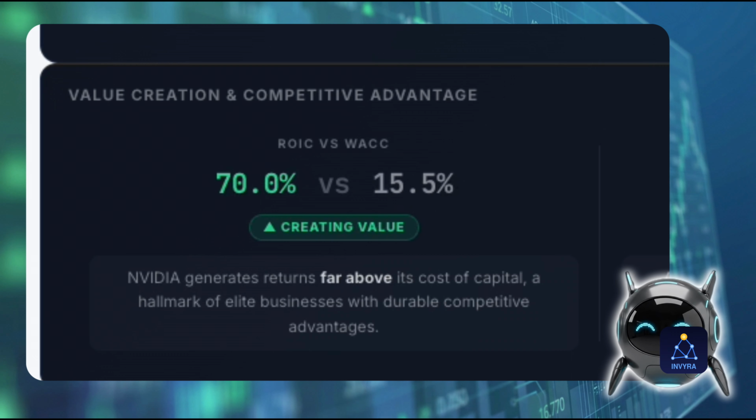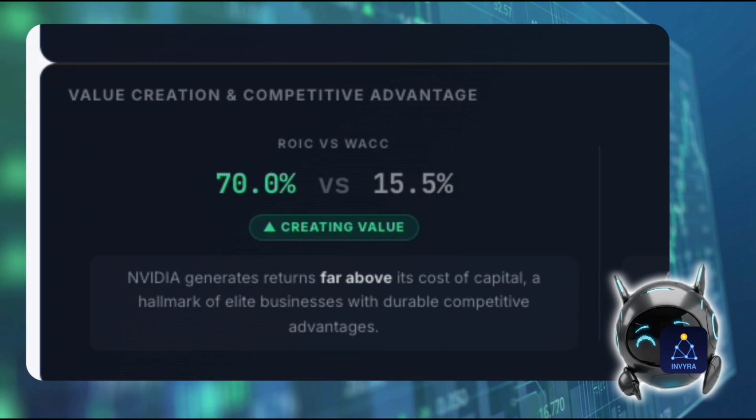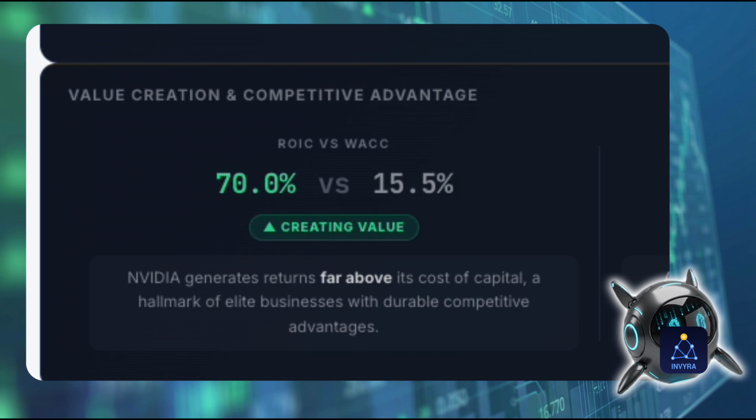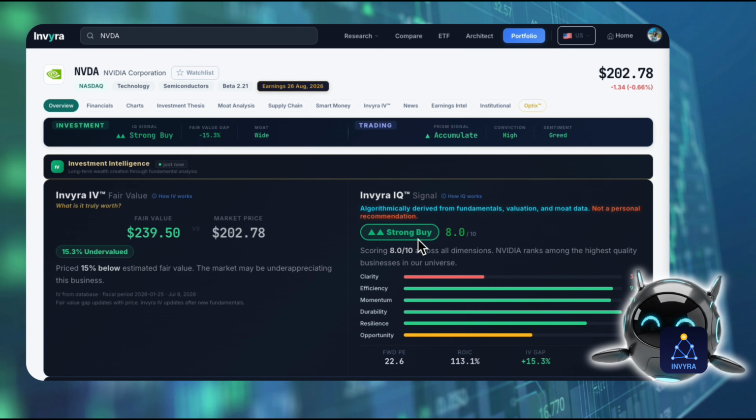When ROIC runs this far above WACC, it means the business is compounding real economic value with every dollar it puts to work. That's the financial signature of a business with durable competitive advantages, and it's one of the key reasons the fair value estimate lands above the current price.